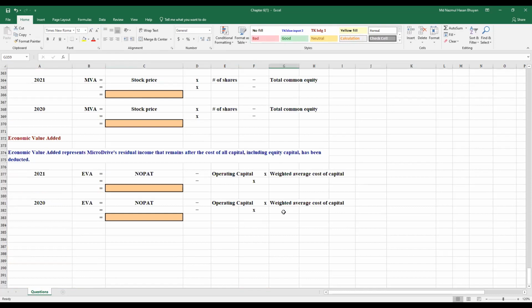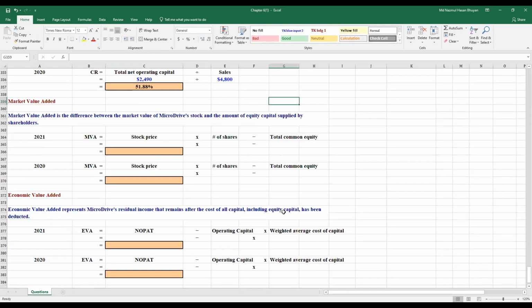Okay, now let us calculate market value added. So market value added is the difference between the market value of the firm and the book value of the firm. And the higher the market value added, the better you are, because the more value you get for your investment in the company.